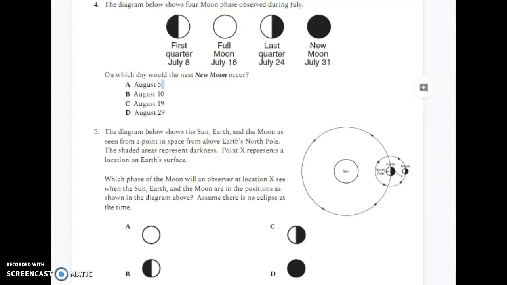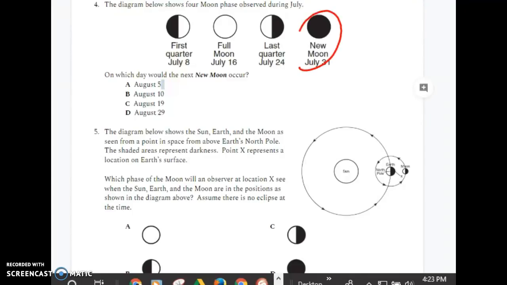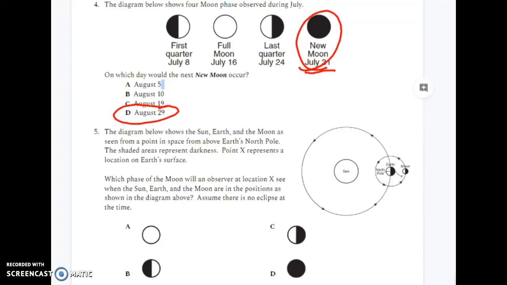Okay, number 4. The diagram below shows 4 moon phases observed during July. On which day would the next new moon occur? Well, here's the new moon for July, and we know there are about 29.5 days between each new moon and the next new moon. So the closest one to 29.5 days from July the 31st is going to be August the 29th.